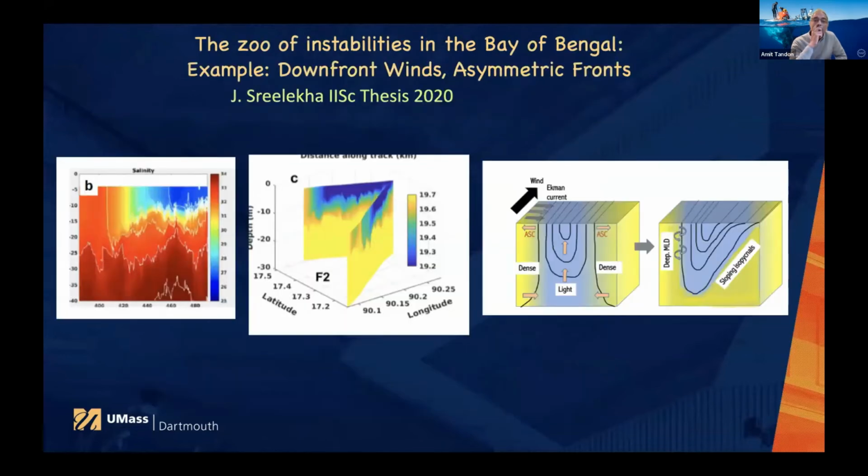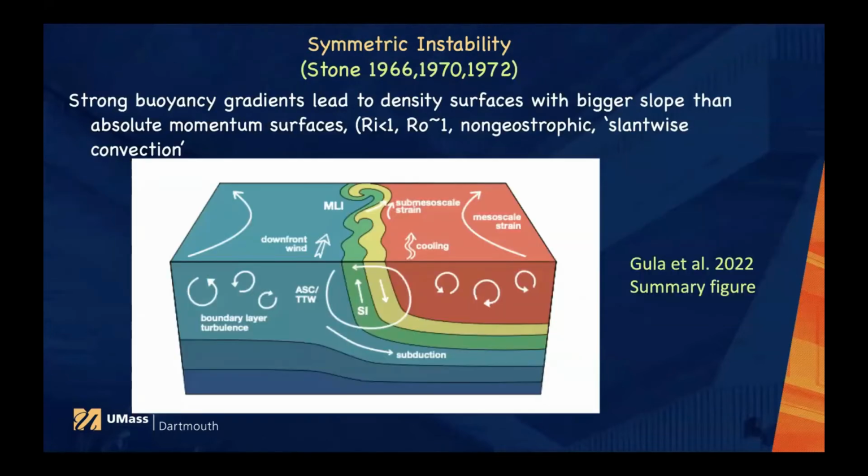I want to now... Sorry, there is a question on the chat. Yes, please go ahead. The question is by Yohei Onuki. Where does the ageostrophic baroclinic instability belong in the Thomas angle?